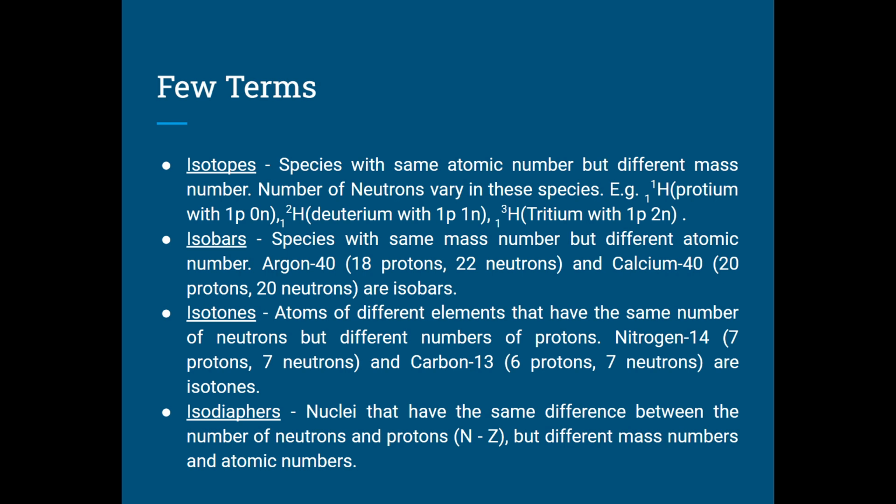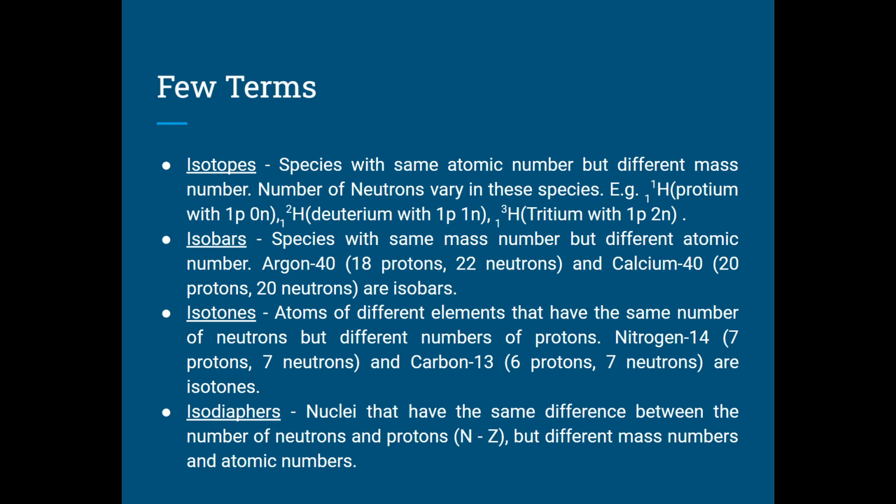So we will be discussing a few terms right now, and the first one is isotopes. So isotopes are species that have the same symbol. Okay, symbol will be the same. Their atomic number will be the same, but the thing that will be different is their mass number. Now, since their atomic number is the same, that is, protons are the same, but their mass number is different.